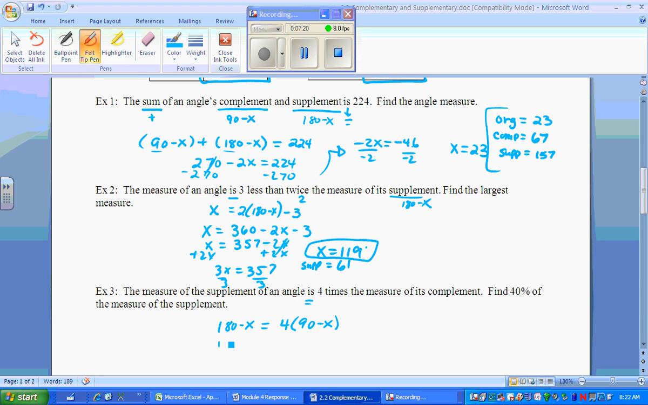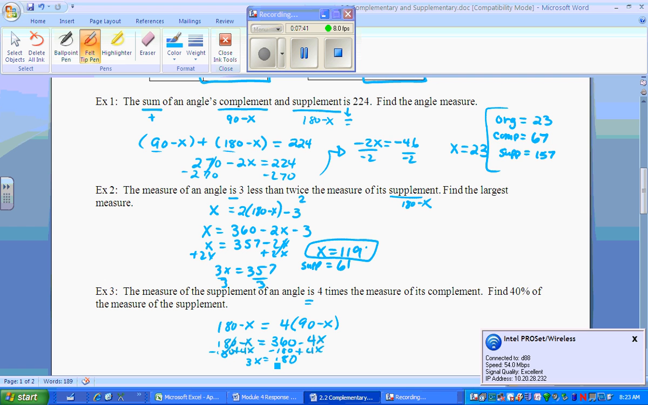So we have 180 minus x, and over here we do 360 minus 4x. Let's add the 4x this way. So we get 3x, minus the 180 the opposite way. So we're left with 180. So then x, when you divide by 3, x equals 60.